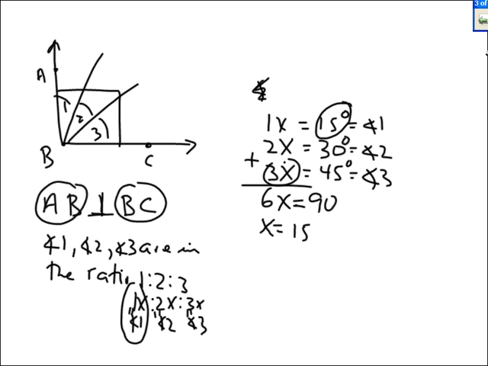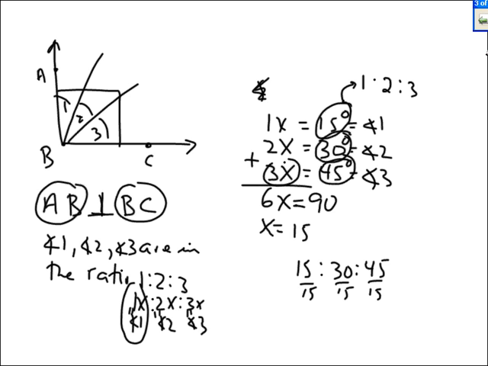If I scaled it down to 1, well, this is 2 15ths. This is 3 15ths. The ratios are 1 to 2 to 3. If you have 15 to 30 to 45, you can divide each of these numbers by 15. And you get 1, 15 over 15 is 1, 30 over 15 is 2, and finally 45 over 15 is 3. It's 1 to 2 to 3.